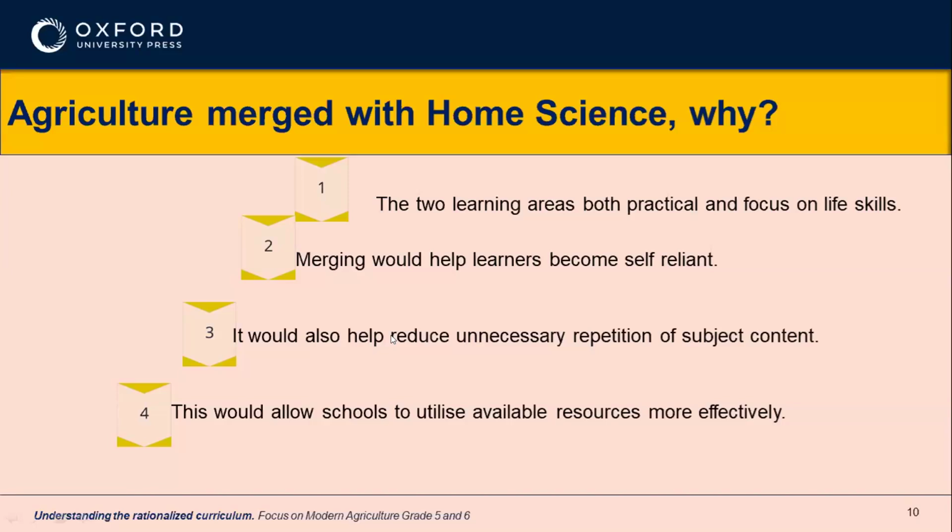Harvesting these vegetables now will bring home science in. How do we keep them? How do we prepare this food? How do we preserve the extra ones? This is now home science. So this allows the school to utilize just one resource, the school garden, for both home science and agriculture in the end.